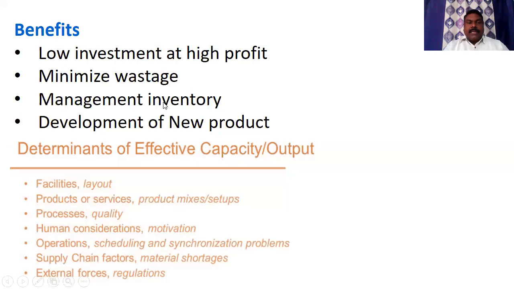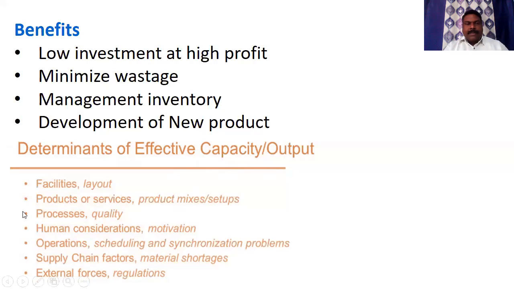Minimize wastage, manage inventory, that is the stock, and development of new products, that is the benefit for capacity planning. Why are we going out with the new product? Because their demand exists. So we have to influence the demand, which influences our capacity, so we have to go for developing the new product.